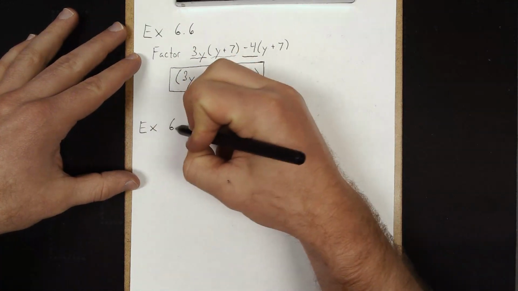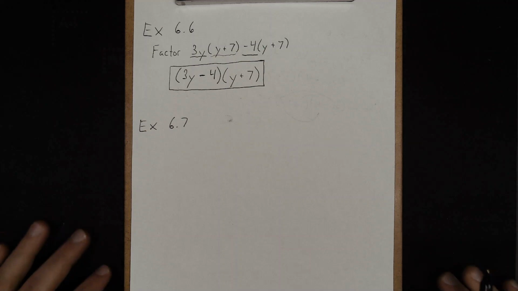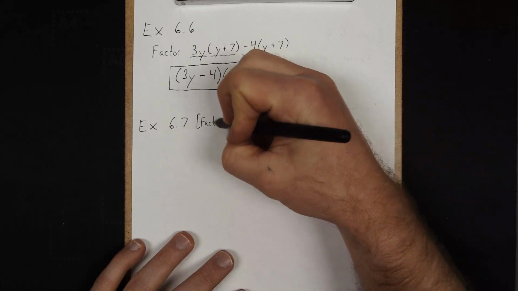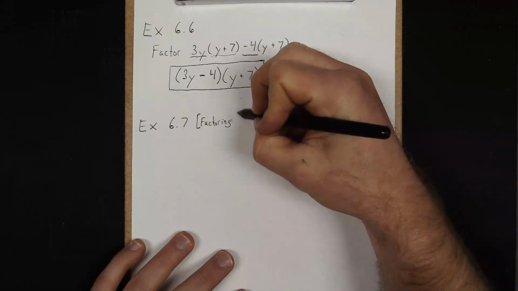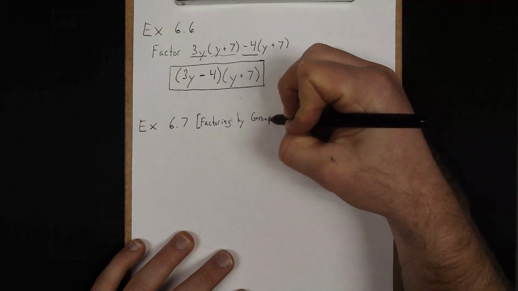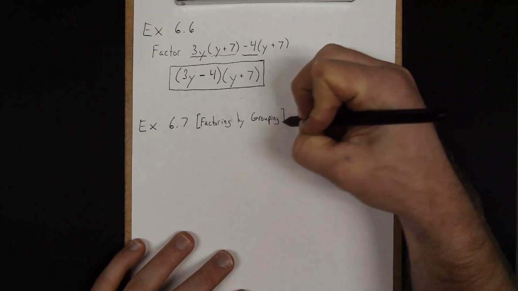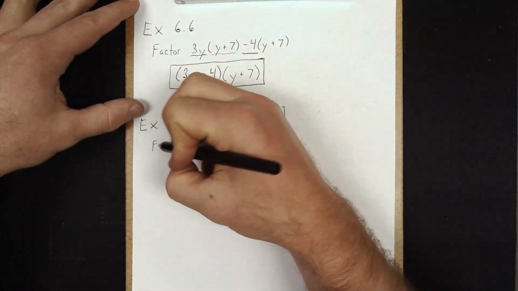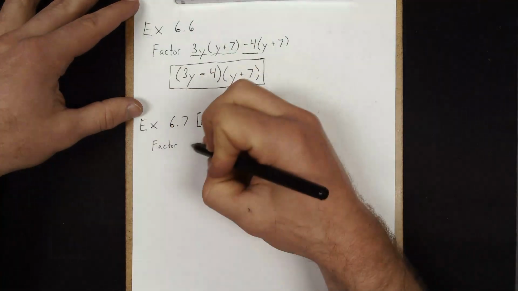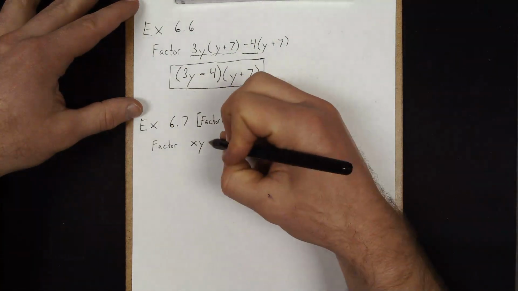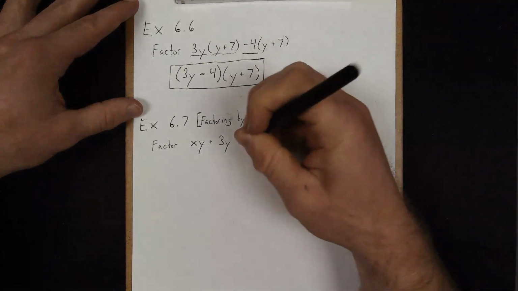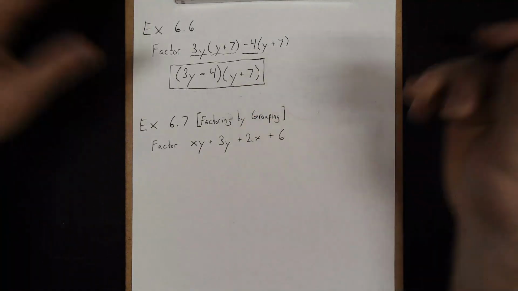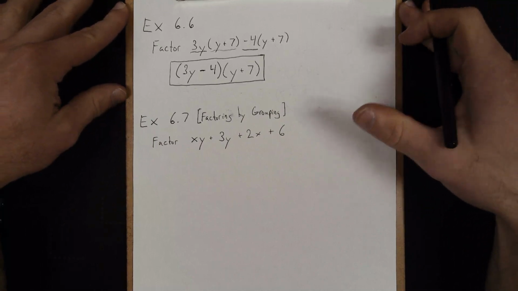Now let's do example 6.7 since that was a quick one. In example 6.7, we are actually going to do what we call factoring by grouping. So we are trying to factor xy plus 3y plus 2x plus 6.